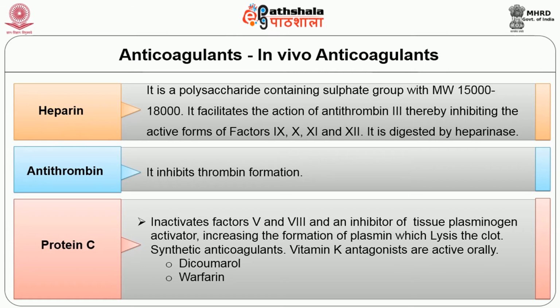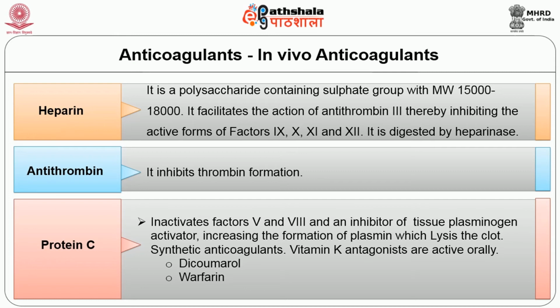Now, we will see about a few synthetic anticoagulants. First is vitamin K antagonists. They are active orally. Examples are dicoumarol and warfarin. Vitamin K deficiency thus produced will lead to deficiency of prothrombin, factors 8, 9, 10, protein S and protein C. So, these are the in vivo anticoagulants.